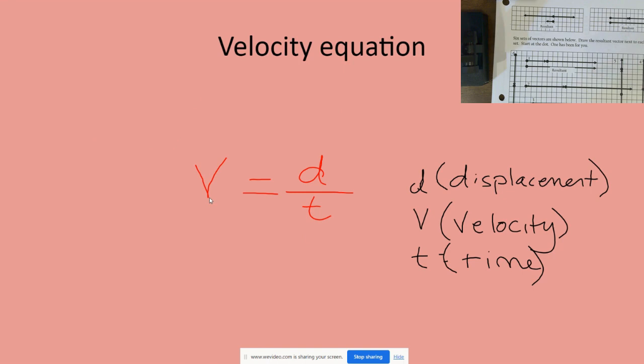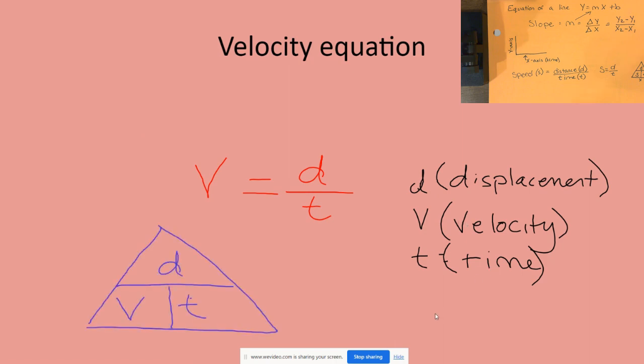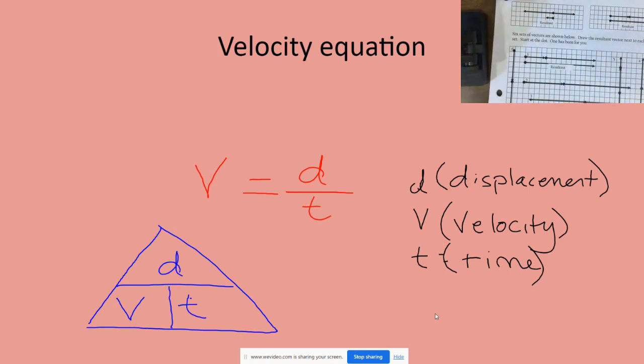So you can write this, go ahead to your equation sheet that you had before, and I'm going to go ahead and add that to mine, and we're going to do another triangle. So I would write out V equals D divided by T, and write D is displacement, V is velocity, T is time, and go ahead and add that triangle. So instead of the S here, it's going to be a V, very similar to the other one that we did in class for speed. Take a minute and get that written down.